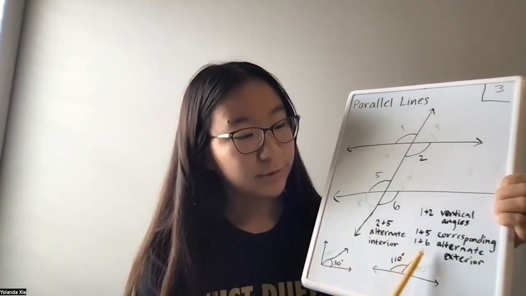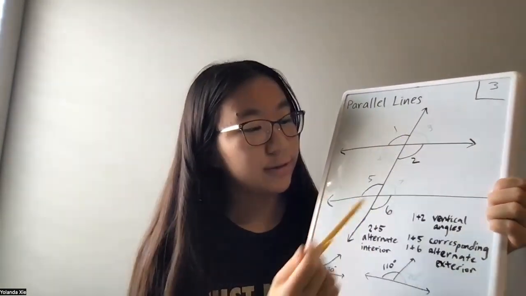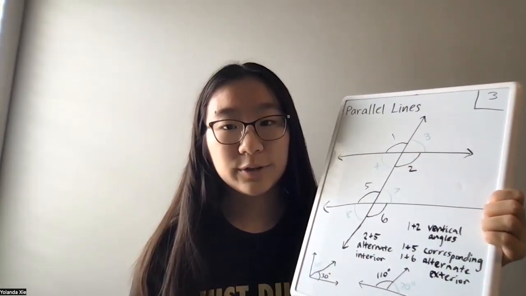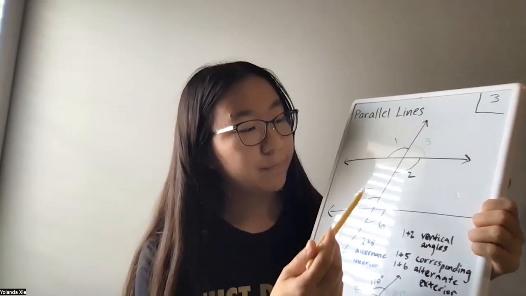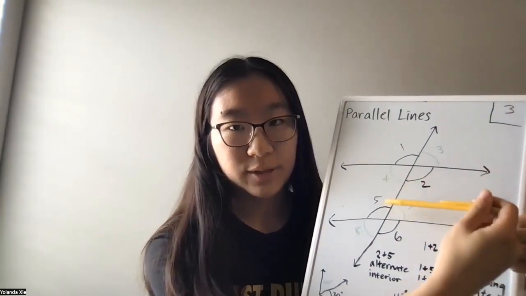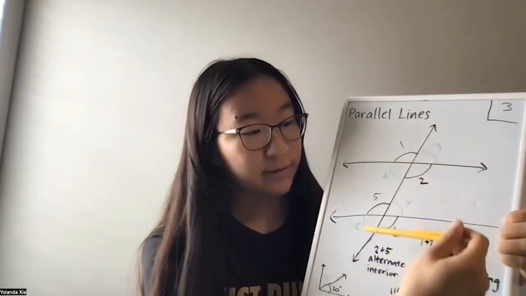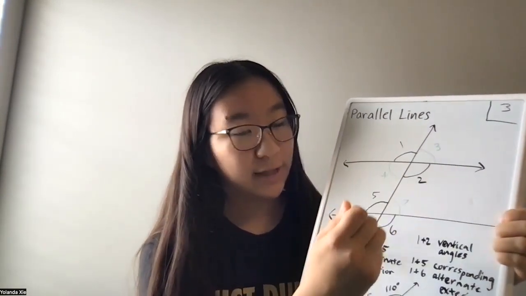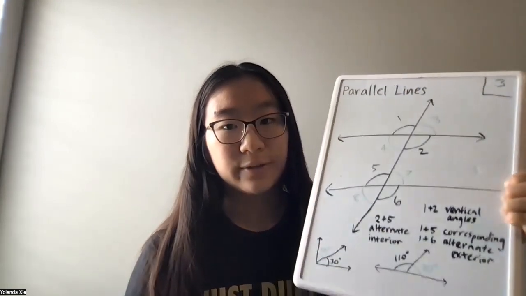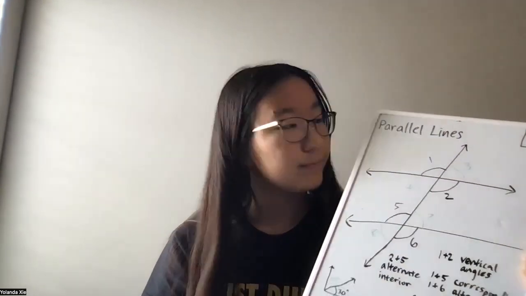Okay, moving on to angle 1 and angle 6. These are called alternate exterior angles, and they are also congruent. As you can see, the area between the parallel lines would be the interior, and this is on the exterior. This is also on the exterior, but they're on alternate sides of the transversal. The transversal is the line running through. So we call them alternate exterior angles. And again, those are congruent.